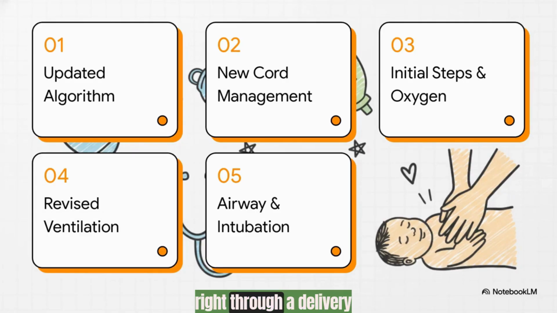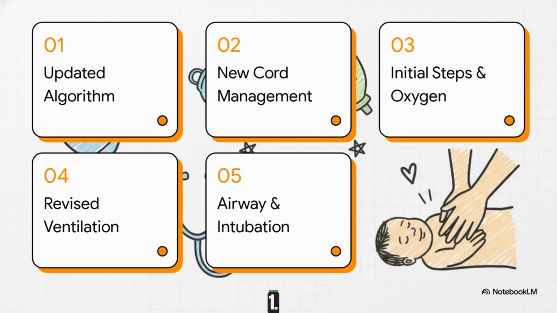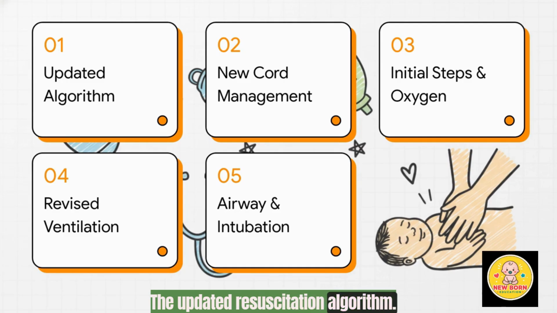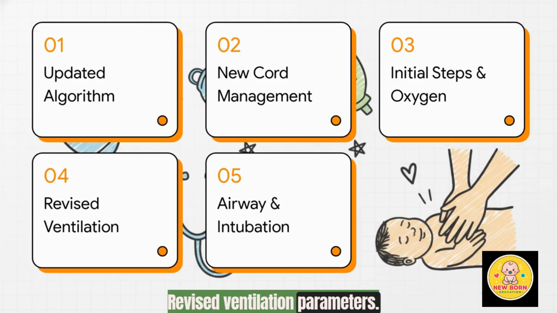We're going to walk right through a delivery room resuscitation chronologically. On our agenda: 1. The updated resuscitation algorithm. 2. New cord management plans. 3. Initial steps in oxygen. 4. Revised ventilation parameters. And 5. Airway and intubation updates. Let's dive in.